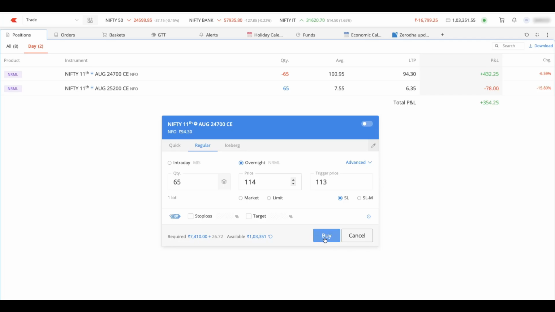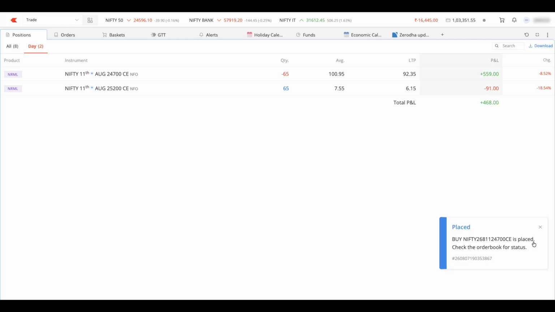So when I click on buy, one more thing to remember: it is an overnight order. If you have an intraday order, then you have to select the intraday option. But in my case, it is an overnight order. So now I am clicking on the buy option here. See, the order is placed.